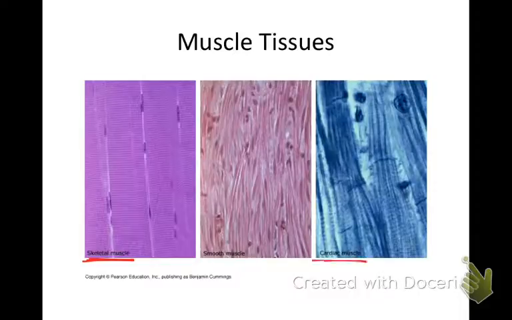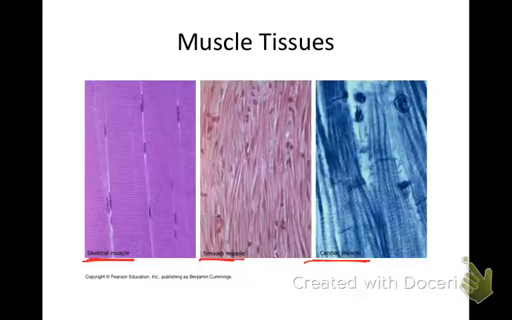Then there's cardiac muscle. It's striated, which means it has stripes. You can see them. This is your heart. It's involuntary, which means every second you don't tell your heart, all right, heart, beat, pump some blood. Come on, keep on beating. I'm dying here. And then smooth muscle.